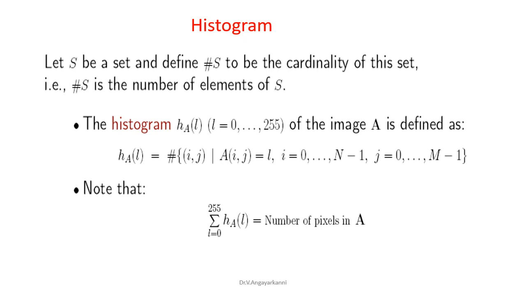Let S be a set and define #S to be the cardinality of this set. That is, #S is the number of elements of S. The histogram H_A(L), where L varies from 0 to 255, of the image A is defined as H_A(L) = #{(i, j) such that A(i, j) = L}, i = 0 to n minus 1, j = 0 to m minus 1. Note that the summation over L = 0 to 255 of H_A(L) is equal to the number of pixels in A.